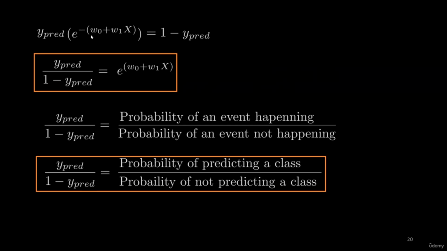Now I am going to perform two steps simultaneously. The first step is that I am moving this 1 minus ypred from the right side of the equation to the left, so it will become the denominator on the left side of the equation.